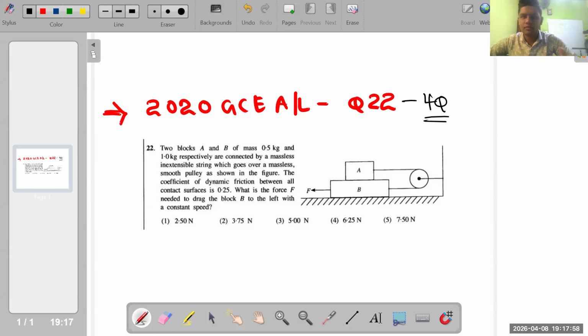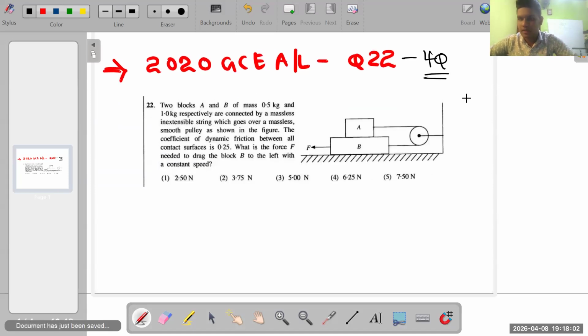Today's question is not from a model paper or a provincial or model 2 paper. This was an actual past paper question, from the 2020 A level paper, question number 22. This is not a new type of structure for the A level students. They have come across these types of structures. This is a pulley system. So first of all, let's read it and let's apply our set of rules.